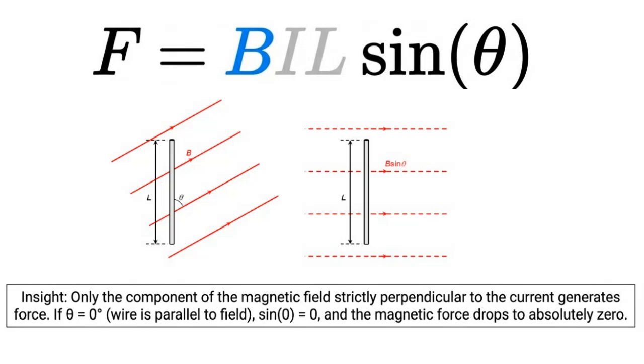The force experienced by a current-carrying wire in a magnetic field depends on several factors, which are captured in this formula. The force is proportional to the magnetic field strength, the current through the wire, and the length of the wire within the field. Importantly, it also depends on the sine of the angle between the wire and the magnetic field direction. This means that only the part of the magnetic field that is perpendicular to the wire actually generates force. If the wire is exactly parallel to the magnetic field, the angle is 0, and since the sine of 0 is 0, no force is produced at all.